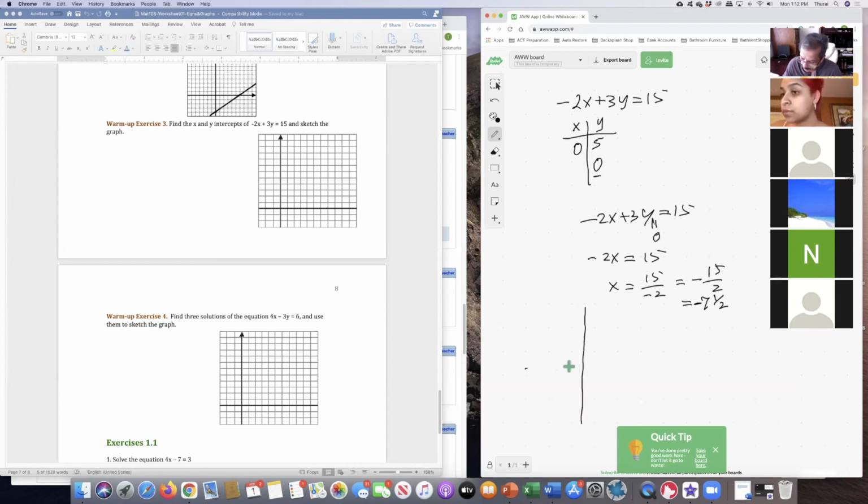Okay, so therefore 0, 5 is the y-intercept. And x-intercept 0, negative 7 and a half. So here's 1, negative 1, negative 2, 3, 4, 5, 6, 7, 8. So negative 7 and a half is halfway between them. So right there. And join them. That's your graph.